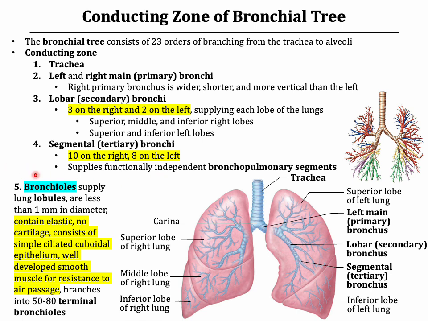Then these bronchi form into bronchioles, smaller tubes only 1 millimeter in diameter, and they supply the lobules of the lung. The tissue composition is going to change. There's no longer any cartilage supporting these tubes, but there is a lot of elastic, so they have the ability to stretch and recoil. They consist of simple ciliated cuboidal epithelium. They have well-developed smooth muscle, so they can constrict and dilate, providing resistance to air passage. And this branches into 50 to 80 terminal bronchioles, and this is the termination, the ending point of the conducting zone.